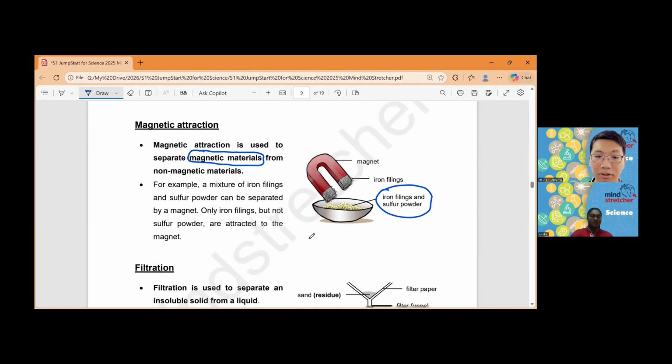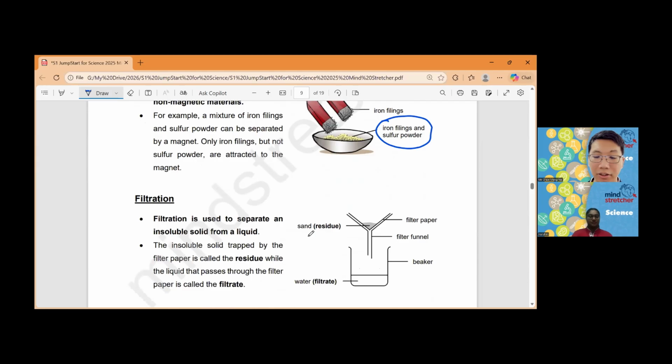All right. Next, filtration. For filtration, we use filtration to separate an insoluble solid from a liquid. Insoluble means that it does not dissolve in water. So we have a solid that does not dissolve in water, and we want to separate it from a liquid. Let's say for example, the easiest one, sand. Sand cannot dissolve in water, right?